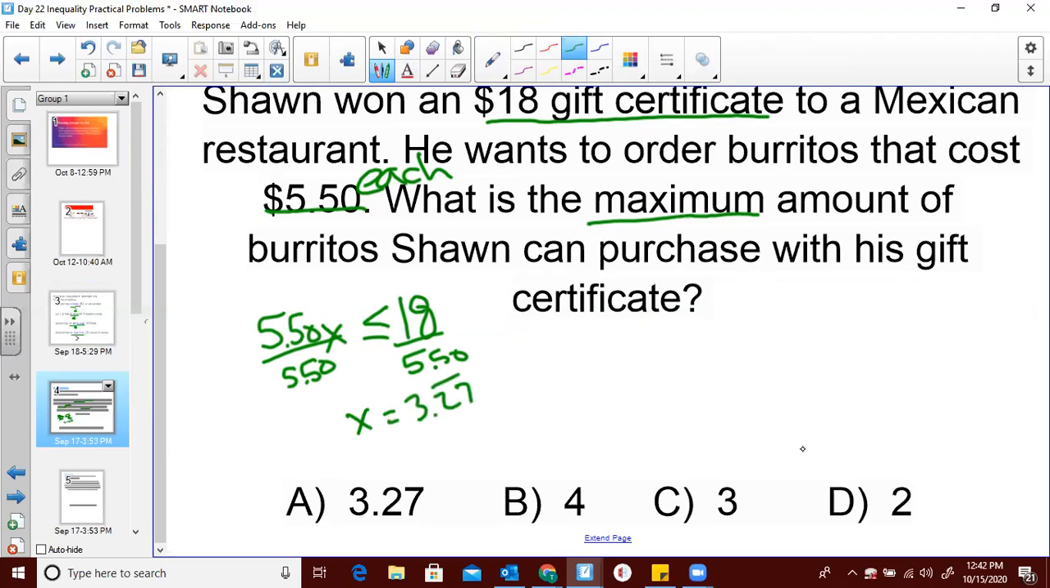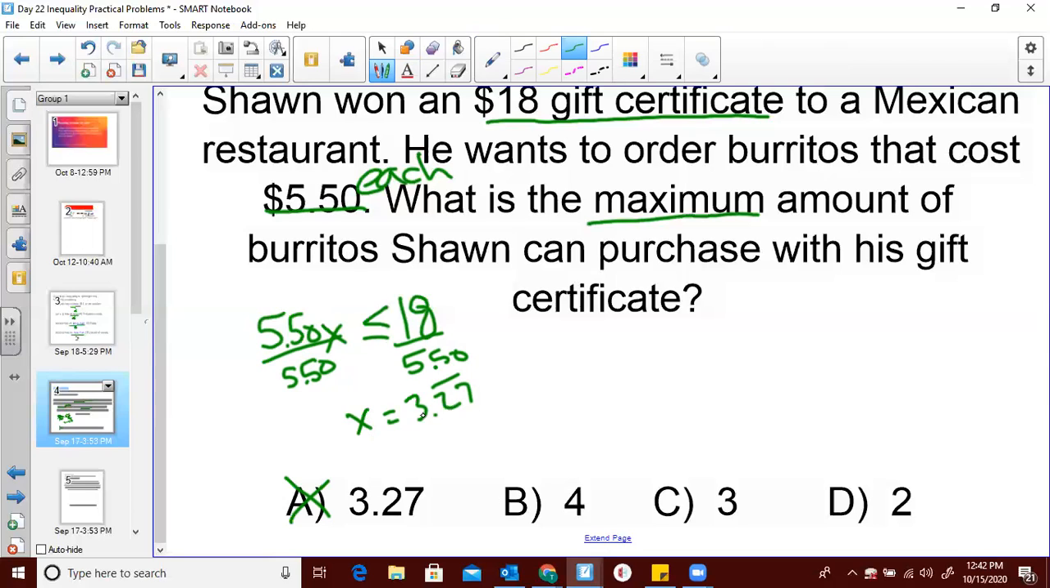So right away, we need to start thinking you can't order 0.27 of a burrito. They're not going to bring you close to a quarter of a burrito. So we're looking for a whole number. Remember, we're looking for the amount of burritos, not parts of burritos.